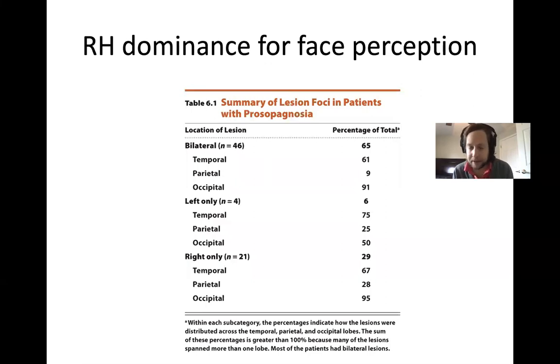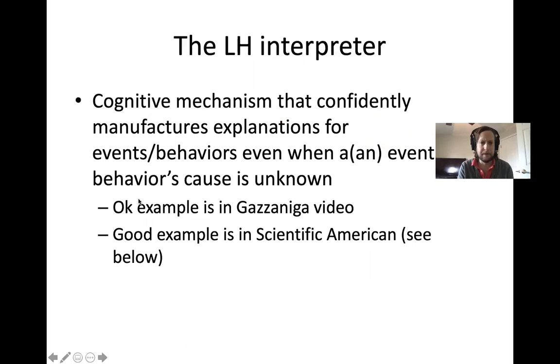But with a unilateral lesion, one lesion on either the left or the right, a right hemisphere lesion is more likely to lead to prosopagnosia than just a left hemisphere lesion. But of course, bilateral lesions, which include both right and left hemisphere lesions, are most likely to cause face blindness. I think that was a review. I think that's where I left off last time.